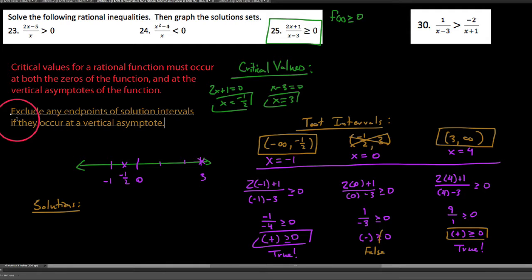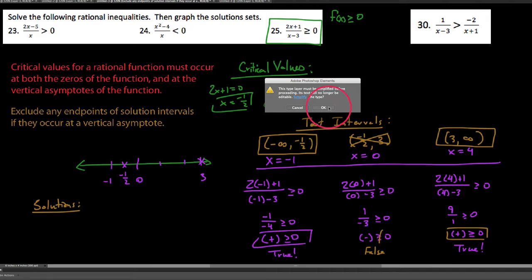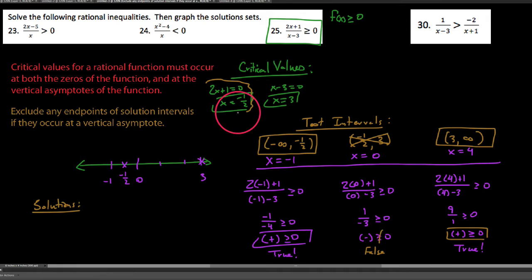Of our critical values that we had listed here, this one right here corresponded to the zeros of the function, which would cause the top to be equal to 0. If I plug negative a half into this function, I do get 0, and 0 is greater than or equal to 0. So I would actually have to include this negative a half when we list our solution interval. We'd say from negative infinity to negative a half, and we include negative a half because when I plug it in, I get 0, and 0 is greater than or equal to 0.